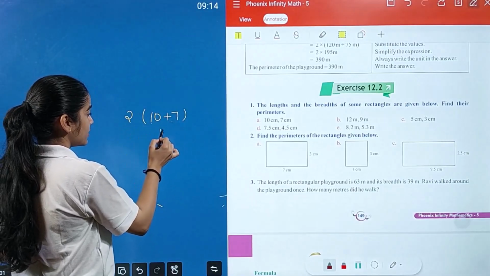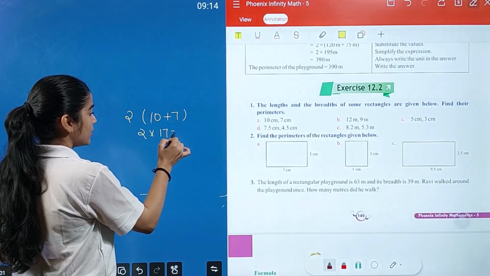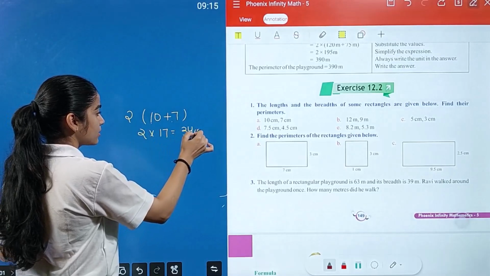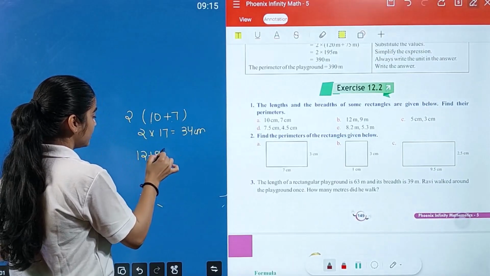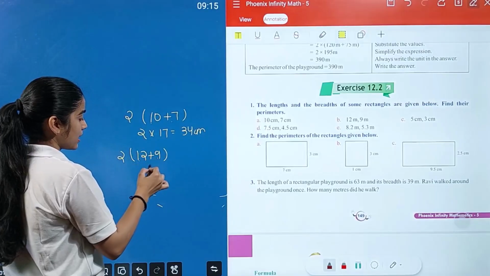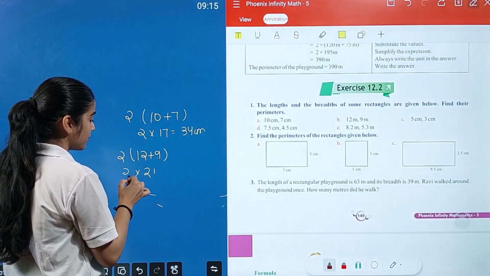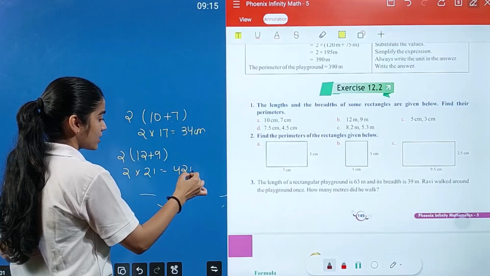10 plus 7 is 17 and 17 twos are 34 centimeter. This is your answer. One more question. 12 plus 9 multiply by 2. So 12 plus 9 is 21. 21 multiply by 2 is 42 centimeter.